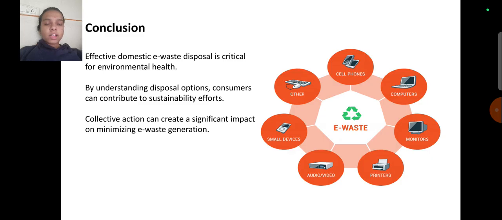Collective action can create a significant impact on minimizing e-waste generation. And you can see the e-waste process: cell phones, computers, monitors, printers, audio and video, small devices, and others. This is all about domestic e-waste disposal and how the process goes.